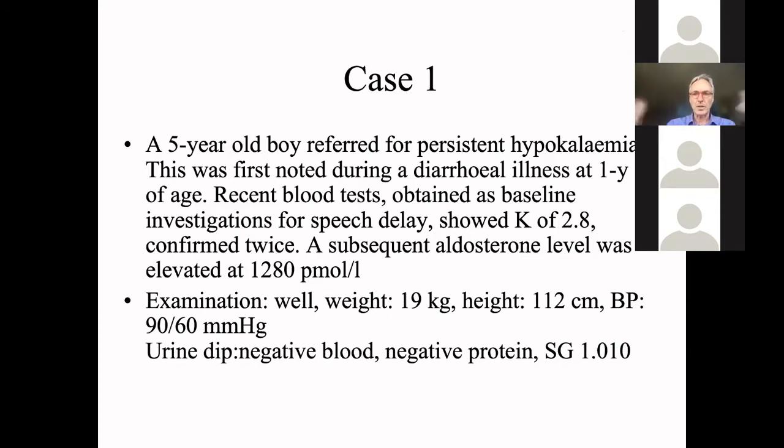At the time, it was ascribed to the diarrhea and never checked again. But now, because of speech delay, he had blood tests again. Why anybody would do blood tests for speech delay, I don't know, but he had them, and he had a potassium of 2.8. And then he had another blood test, and there was 2.7, and then he had another one, and there was 2.9. And so he was referred to us, and they had already done an aldosterone level, which was elevated. And yeah, so that's how he came to us. And on examination, he was completely fine, normally grown, normal blood pressure, unremarkable urine dip.